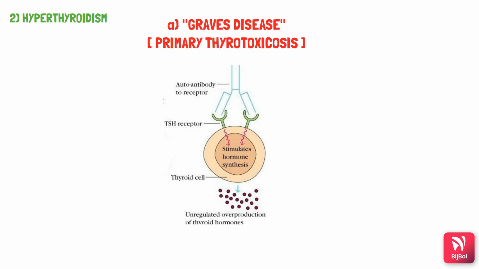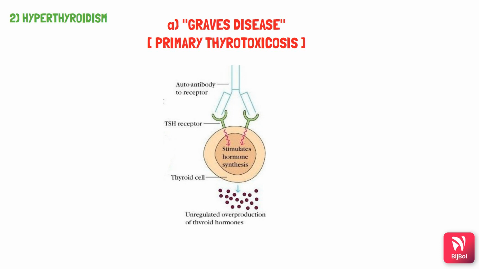It is an autoimmune disorder where there are stimulatory antibodies, formed in our own body, against the TSH receptors which are present on the thyroid follicles. I'll tell you this in a simple way. There are thyroid follicles on which there are TSH receptors, to which TSH binds and stimulates the production of T3 and T4. This is the normal physiology.